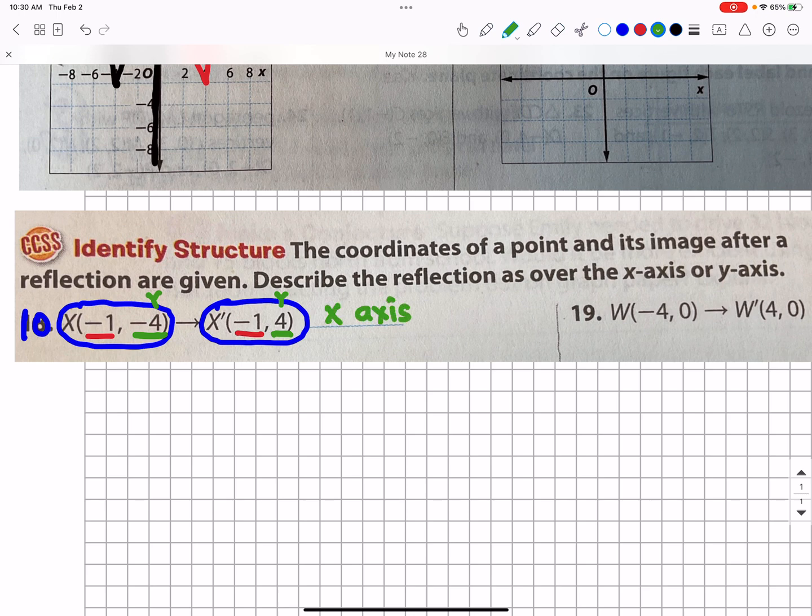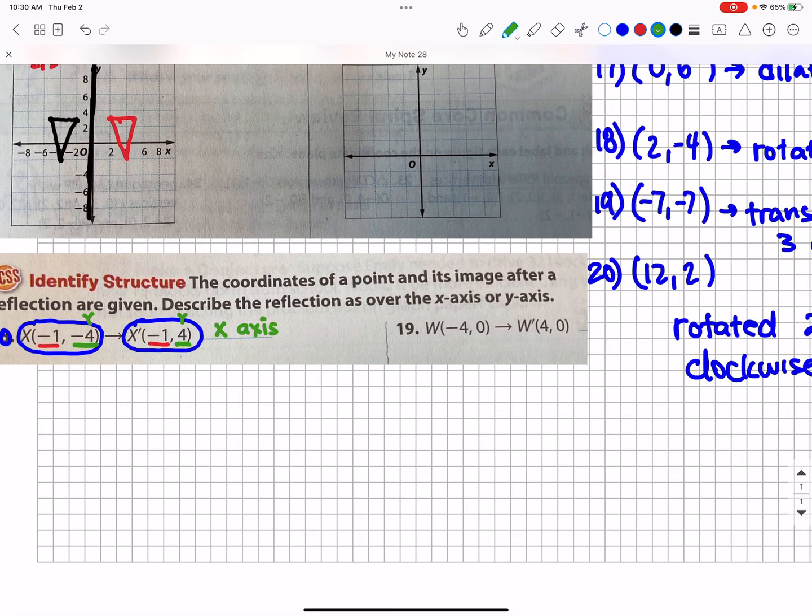So if I flip my y variable, I must have reflected over the x-axis. It's always the opposite one that you think. All right, over here, the y's stayed the same, but the x's changed. So if the x is changed, I must have flipped over the y-axis.